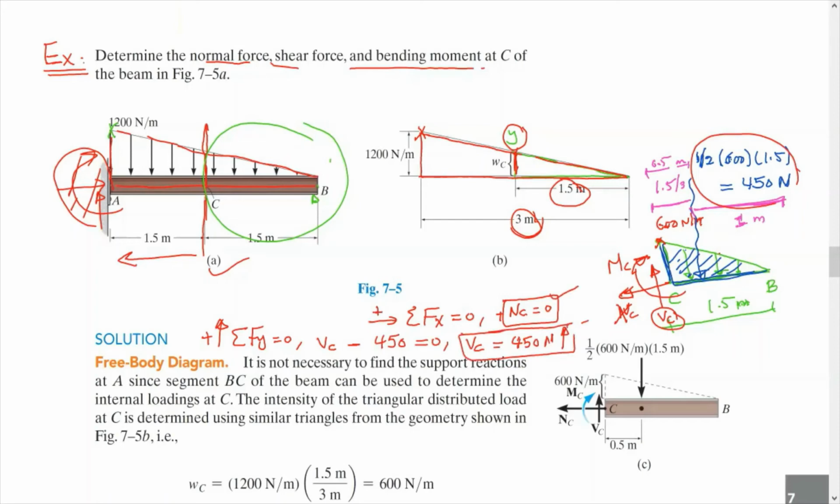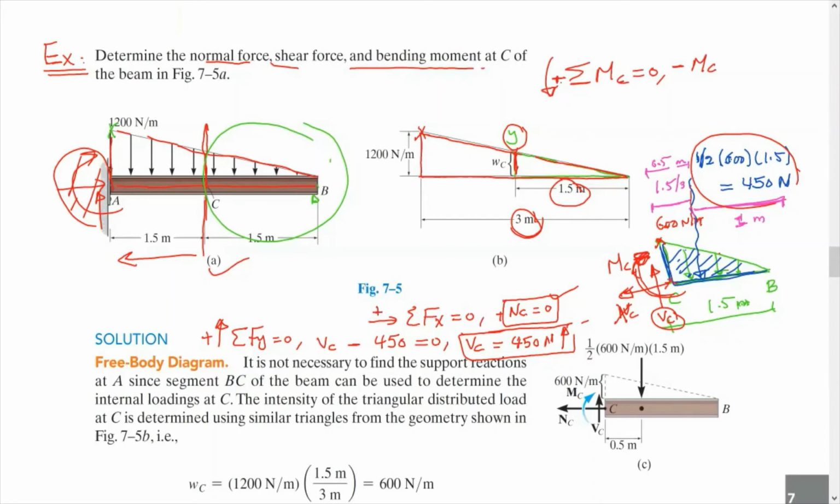What else? We need to find the moment here. So the moment at C, if we take summation of moment MC equal 0, assuming it's positive counterclockwise. We do have, this is MC. MC is going to be minus MC because it's clockwise, okay? So it's minus MC. Okay, what else?